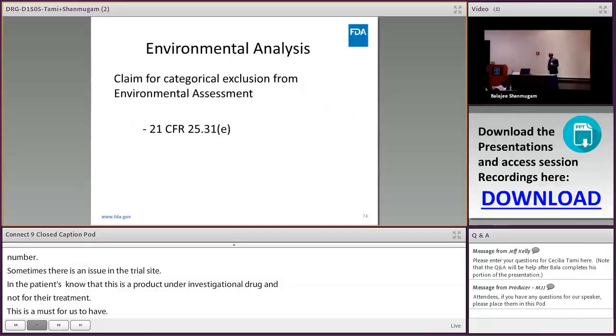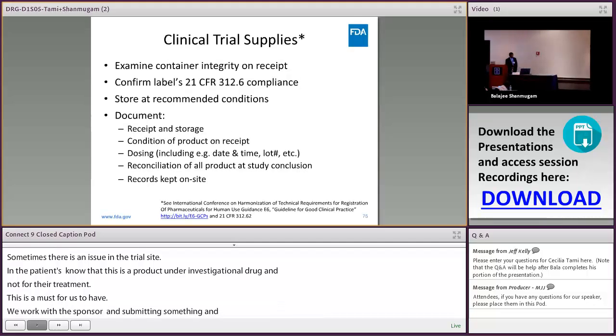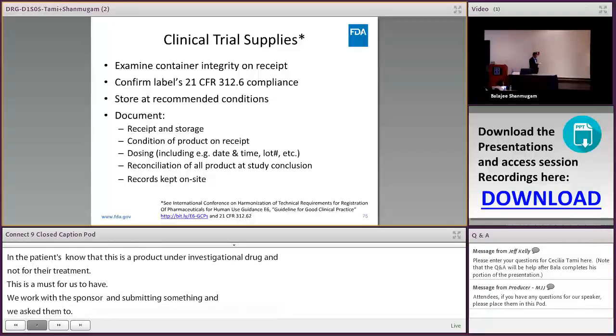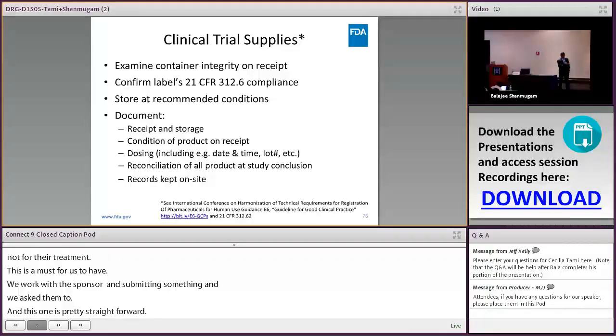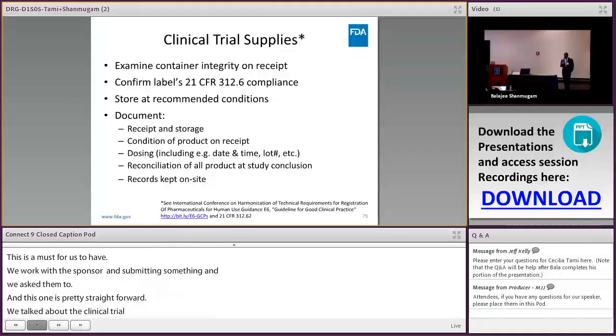Okay, environmental assessment. It's pretty straightforward. All the sponsors would claim an exclusion from environmental assessment. And we talked about the clinical trial supplies. The onus is on the trial site for assuring the quality of the records and how they receive the material, to make sure it has everything they should be looking for in a trial, especially on the labeling part.